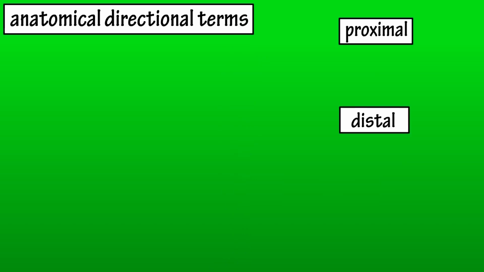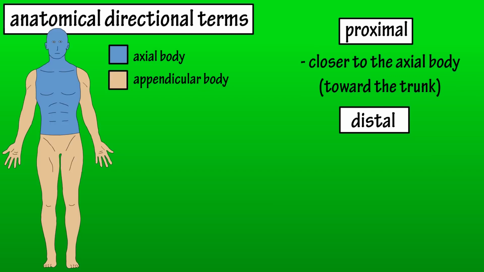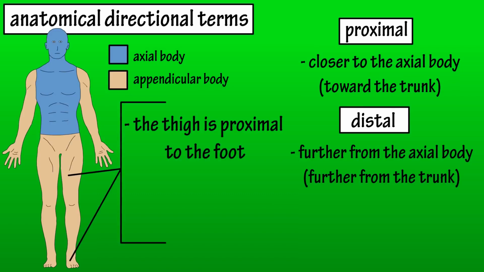Next is proximal and distal. Proximal and distal are terms that are usually used when describing parts of the appendicular body. Remember that the axial body consists of the head, neck, and trunk, and the appendicular body consists of the limbs, or appendages that are added to the axial body. Proximal means closer to the axial body, or toward the trunk of the body, and distal means further from the axial body, or further from the trunk of the body. So we would say the thigh is proximal to the foot, or you could say the foot is distal to the thigh.